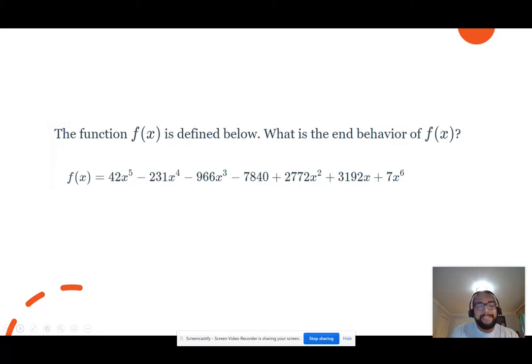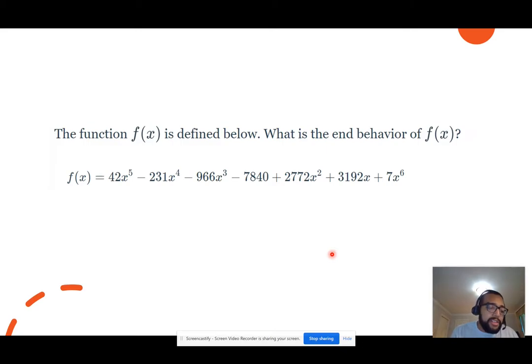Okay, ask yourself, highest degree, is it positive or negative? Is the highest degree an even number or an odd number? Well, off the bat, I want to say, hey, clearly this is the highest degree, but don't forget about this 7x to the 6 at the end. So x to the 6 is an even number. That means both ends are either going to point up or down. It's all dependent on what the leading coefficient says.